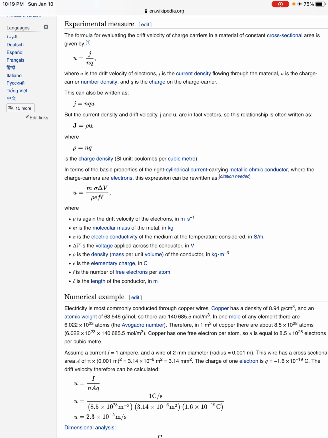You see that it's inversely proportional to density. The more dense the medium is, the more stuff is in the way of those electrons, and the harder it is for them to move. That's why it's in the denominator. So it is m sigma delta V over rho e f L.